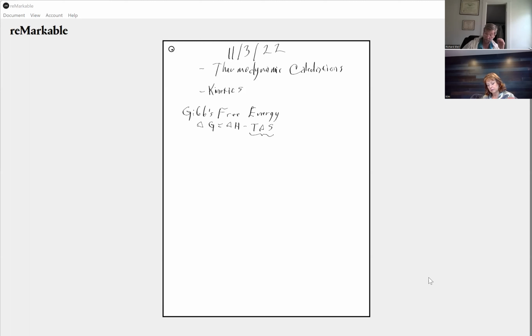At absolute zero, that goes to zero, and whether or not it's spontaneous depends solely on the enthalpy. Of course, if it's giving off heat, you're not at absolute zero anymore.